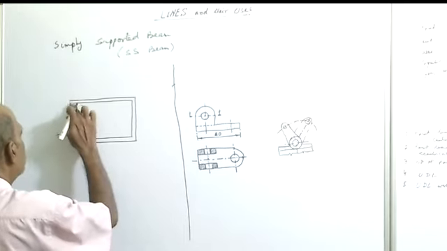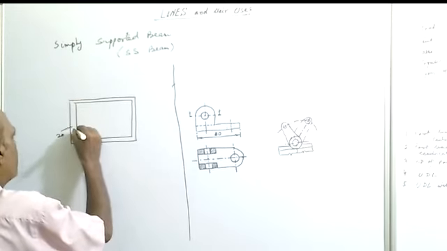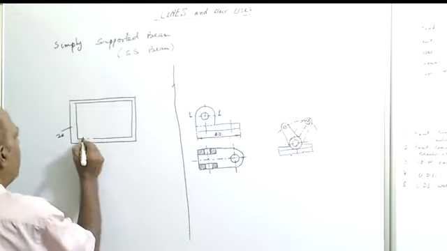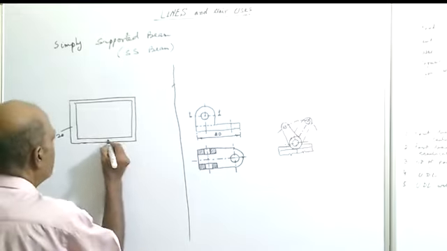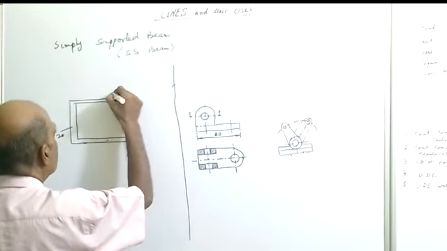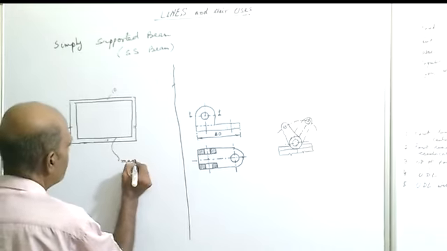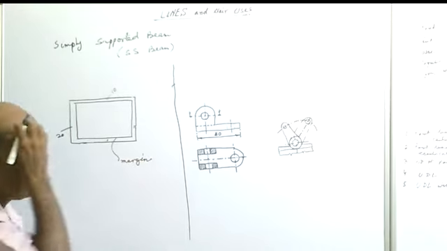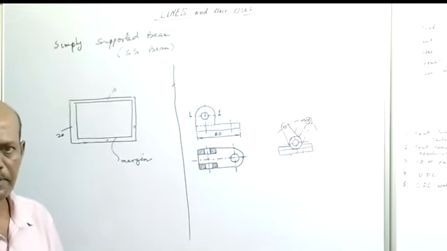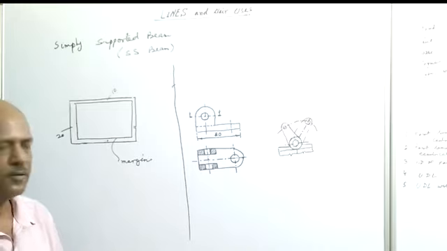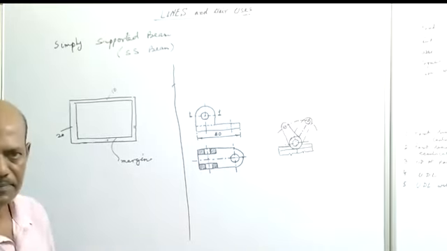So this line is called the margin. By leaving 20 millimeter at the left end and 10 millimeter at all other ends, this line is called the margin line. And this is generally made by using a thick continuous line.